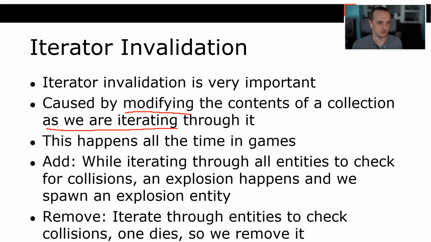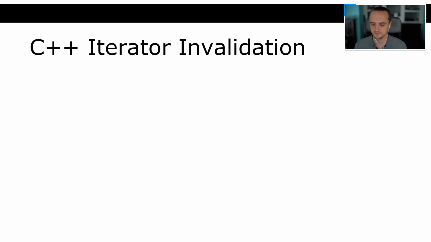Also, that can happen when removing, and this is probably a more likely case. Let's say we iterate through the entities to check collisions, and when something collides, we want to kill it, right? And so we remove it. In that case, it's maybe even more dangerous, where we're iterating through a vector and we remove something. I'm going to show an actual programming example of this.